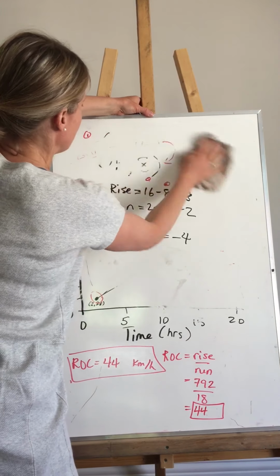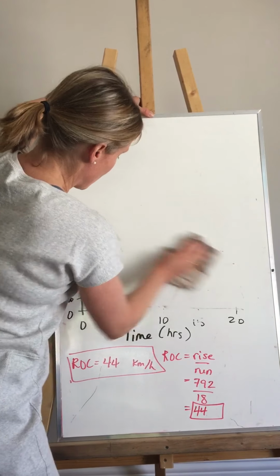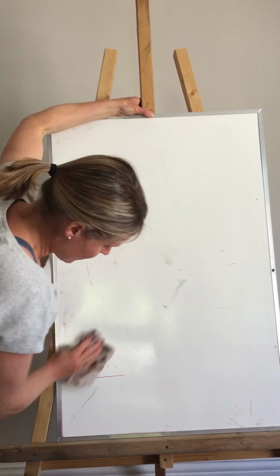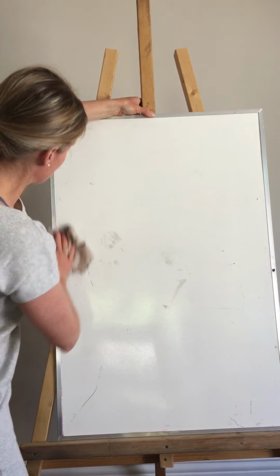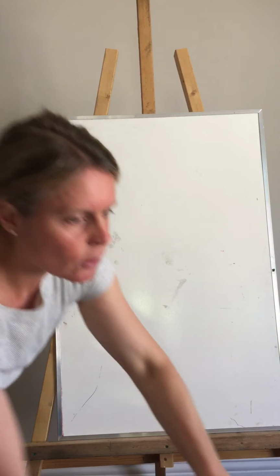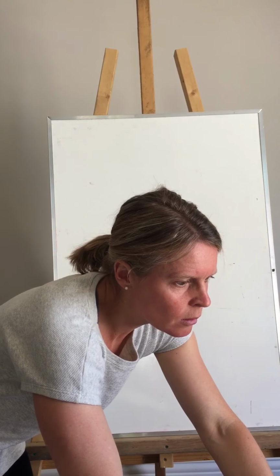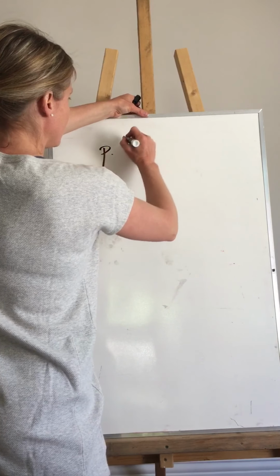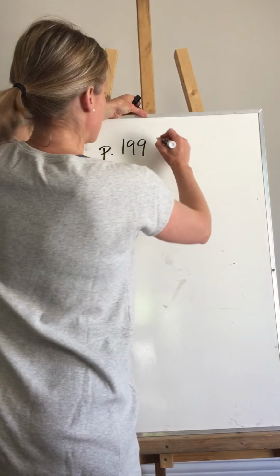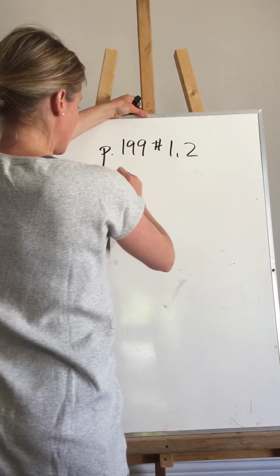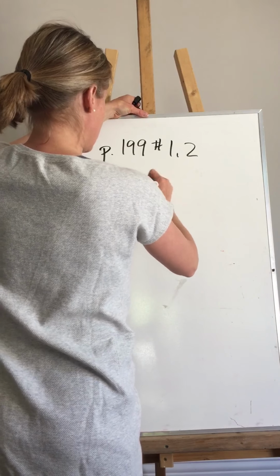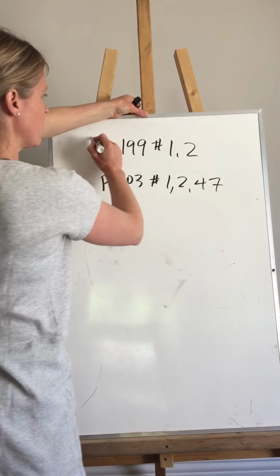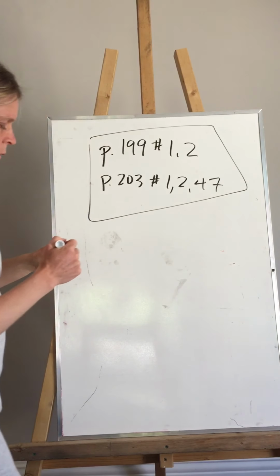Okay, so this time, instead of a worksheet, I have some textbook pages. So I'm going to send out a PDF of the textbook pages that you need, and your homework is going to be this. Homework is page 199, questions 1 and 2, and page 203, questions 1, 2, 4, and 7. Okay, so those are the questions to try.